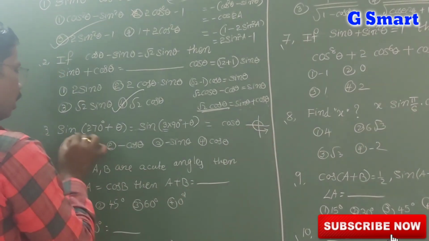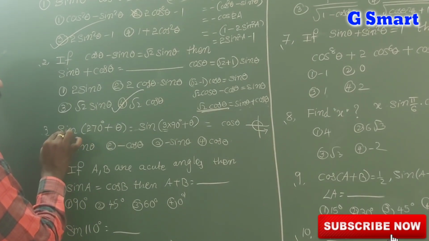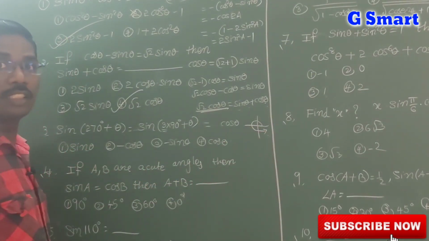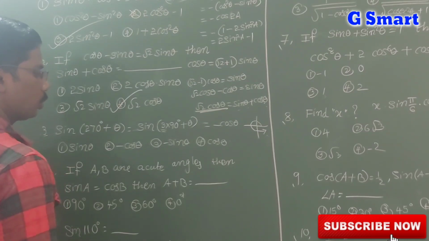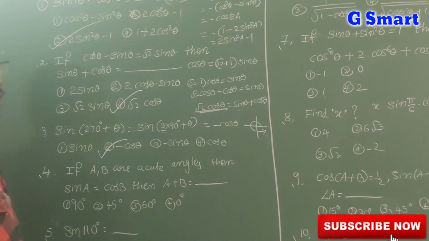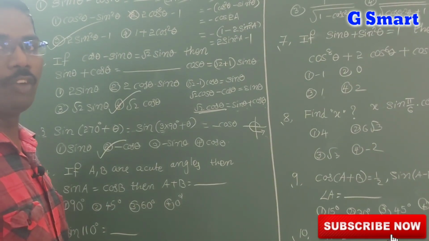So here we are taking sin in the fourth quadrant, where sin is negative, so it is minus cos theta. So minus cos theta is the second option. We have to see the sign of the value also.